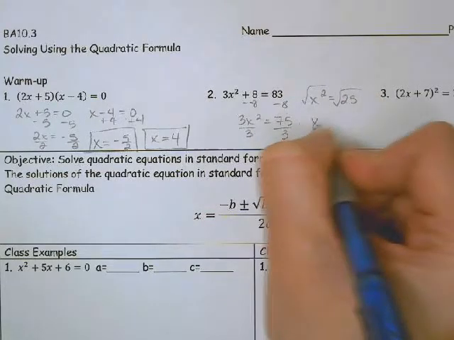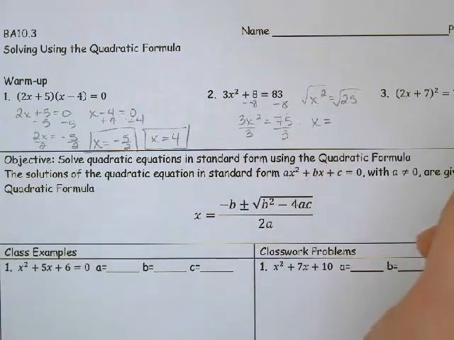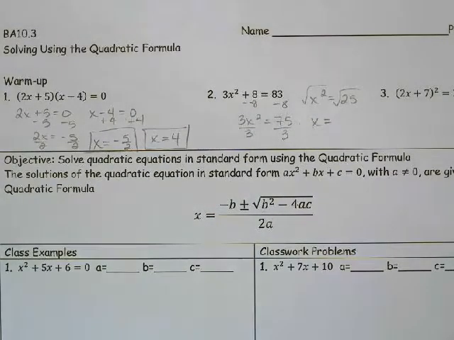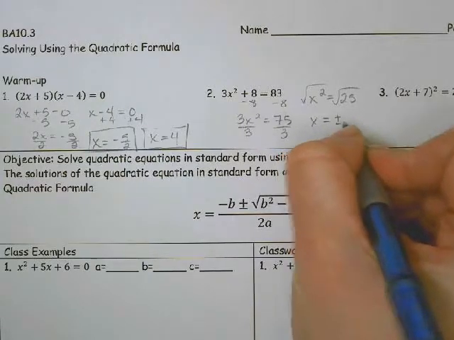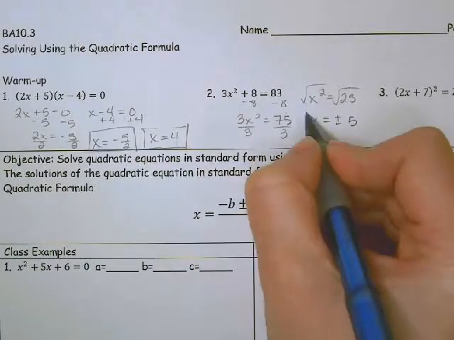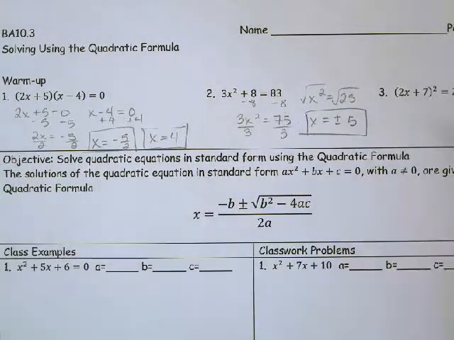And I have x equals, and this is where you need to be careful, the square root of 25 is both positive 5 and negative 5, because remember the square root is finding the number that times itself gives you that number. So 5 times 5 gives you 25, but negative 5 times negative 5 also gives you a positive 25. So this is plus or minus 5. And that's our answer on number 2. So those are our two answers for number 2.